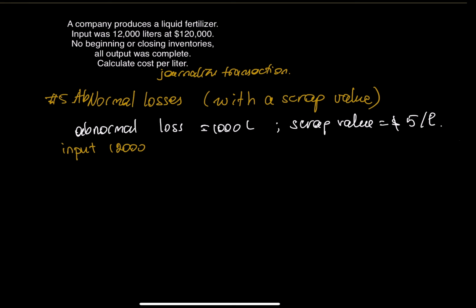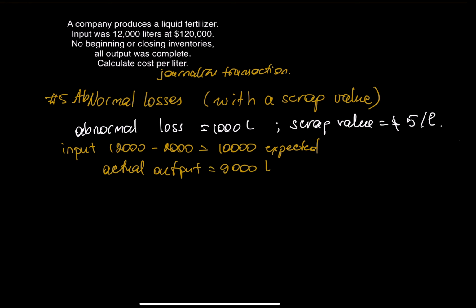The normal loss was supposed to be 2,000, and we were supposed to have the expected output of 10,000 liters, but in fact we had an actual output of 9,000 liters, which means that the difference between these two, 1,000, is abnormal loss. So this is the abnormal loss that we have.